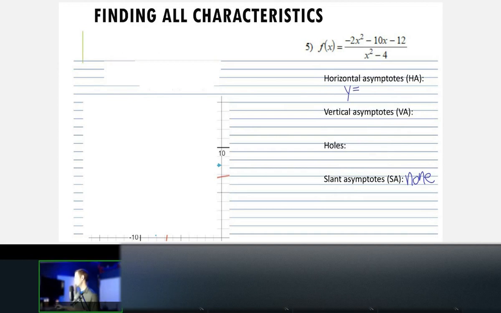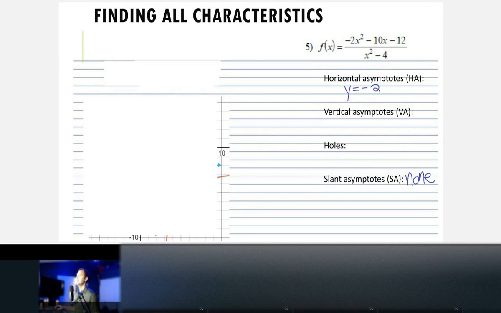What is the HA of this one? Y equals -2. I would agree with you. Yeah, this is an even rational function, right? The powers are the same, so you take the ratio of the coefficients. So -2 divided by 1 is -2, right? Good. Okay, so I lied. We're doing HA and SA as well, but they were obviously really quick.